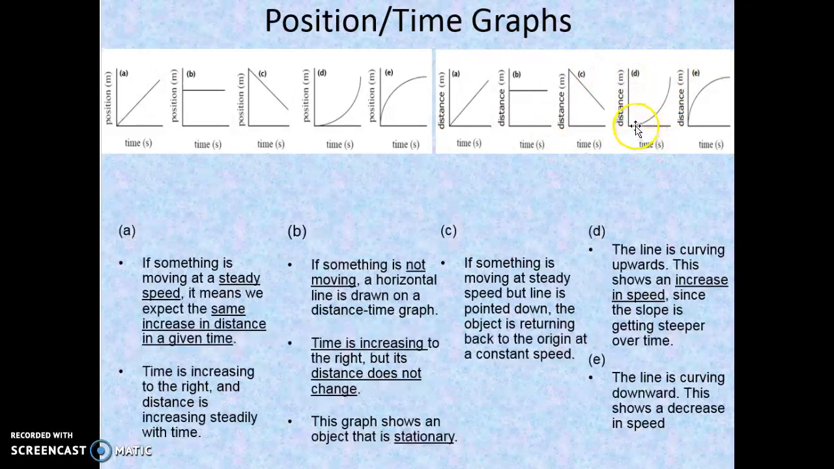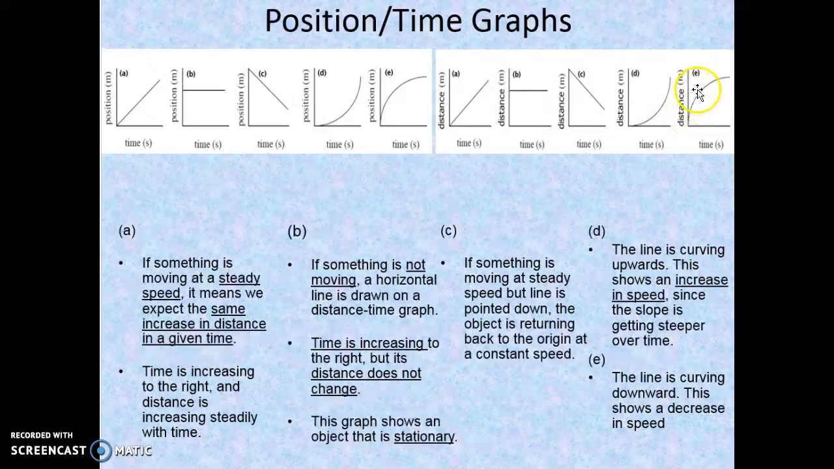So D, whenever you see a curving up line going this way in a distance time graph, it is going to be showing that the speed is increasing. So you can see as time is moving on, the amount of distance that they're covering in that time is starting to increase. So the greater the distance you cover in a particular amount of time, the faster you're going.